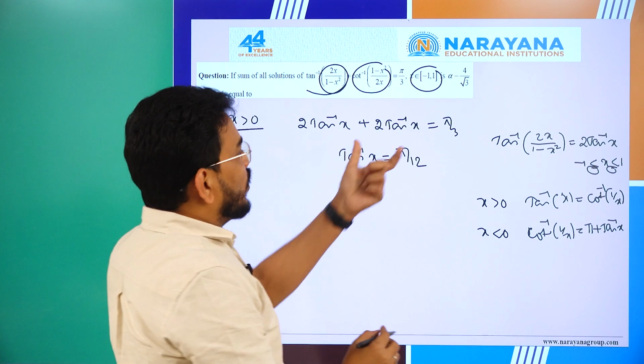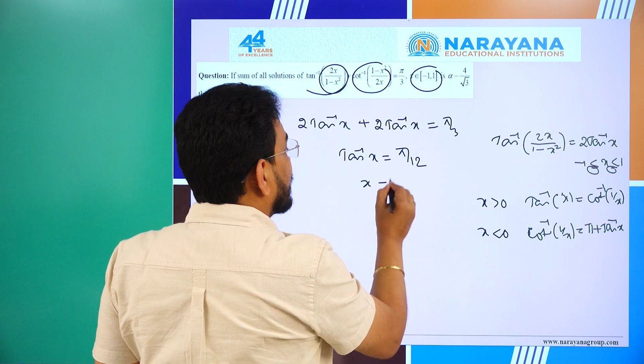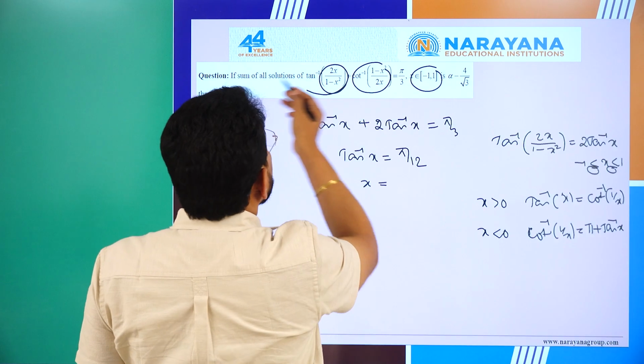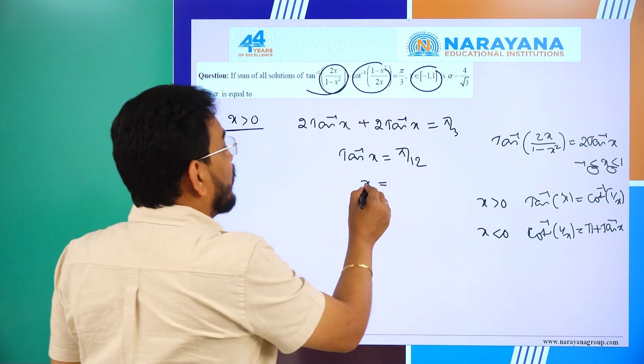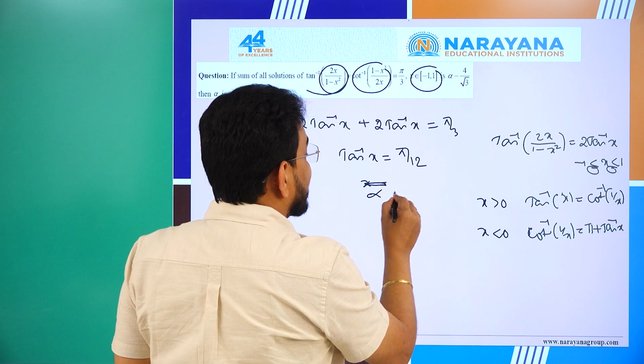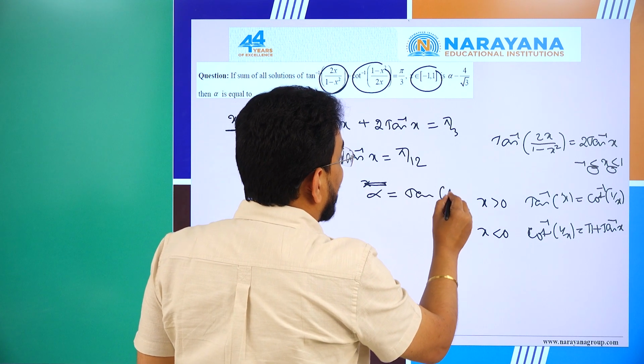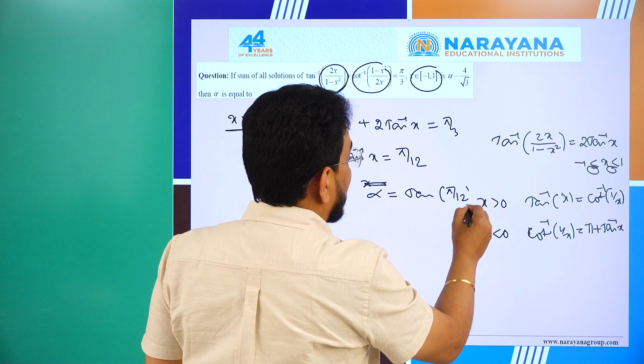Okay, so x is equal to, what is the solution of the things you required? Okay, so what is this one? Alpha is equal to tan of pi by 12.